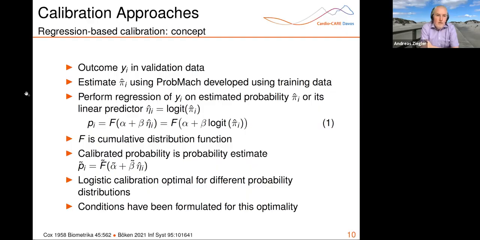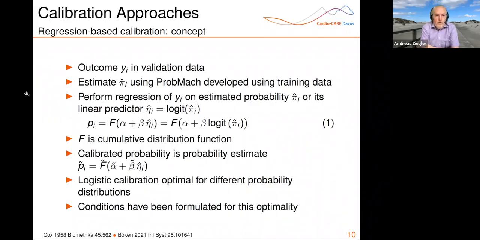And this estimate, when applied to the validation data, is this pi I hat, which is given in the second line here. Now you perform a regression of yi on this estimated probability or its linear predictor, which I typically call eta I hat. And then you have this functional form given in equation 1. And of course, f is a standard cumulative distribution function.